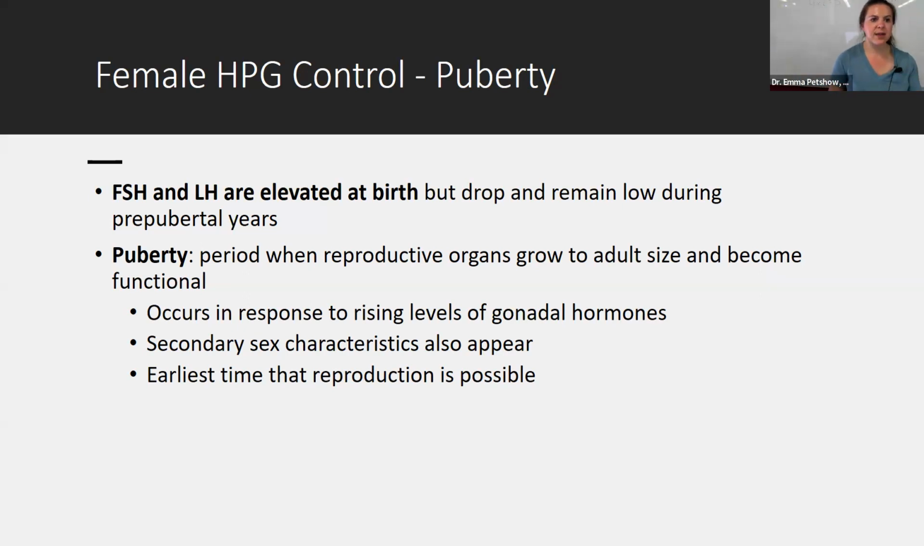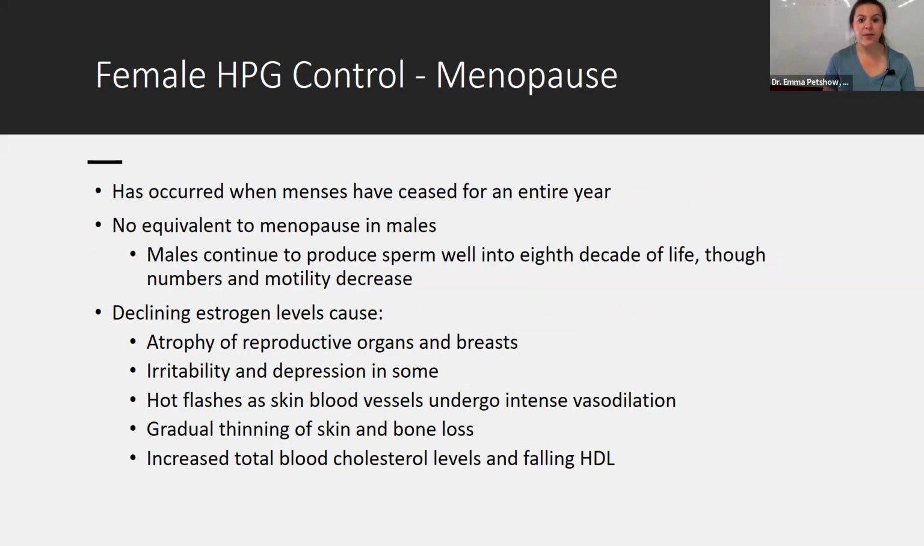We'll see this cyclic nature occur a little bit later when we talk about our menstrual cycle, uterine cycle, and ovarian cycle. At the end stage of development, we have birth, we have puberty, and we have menopause. You would call it menopause once menses have ceased for an entire year. There is no equivalent to menopause in males.